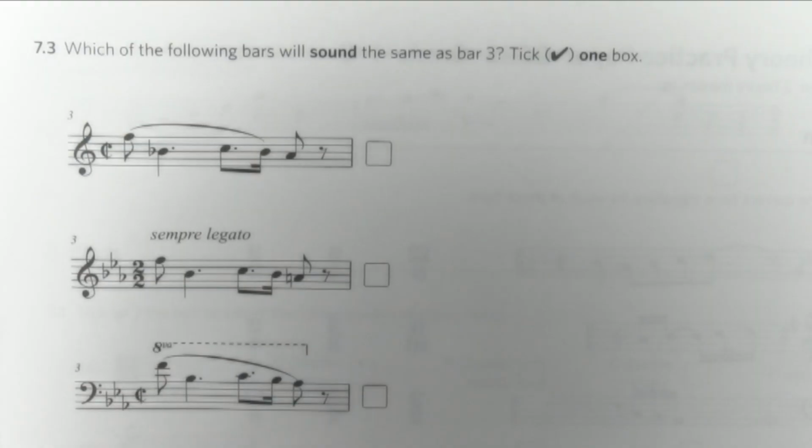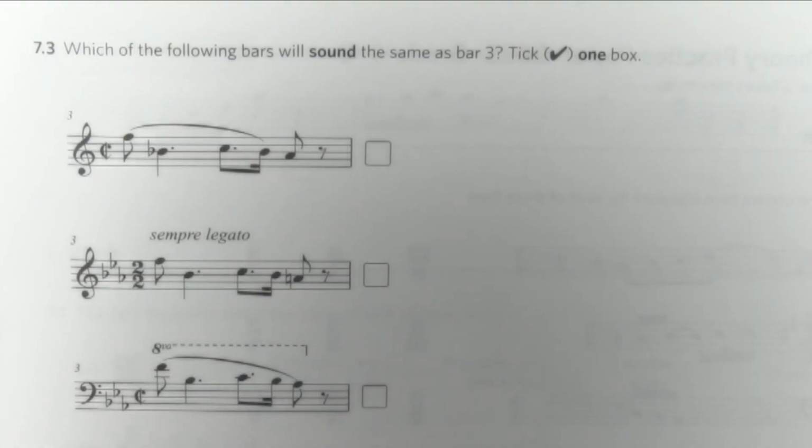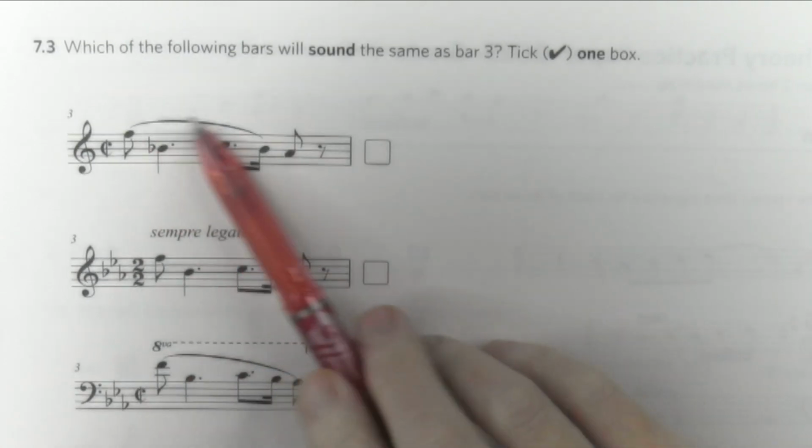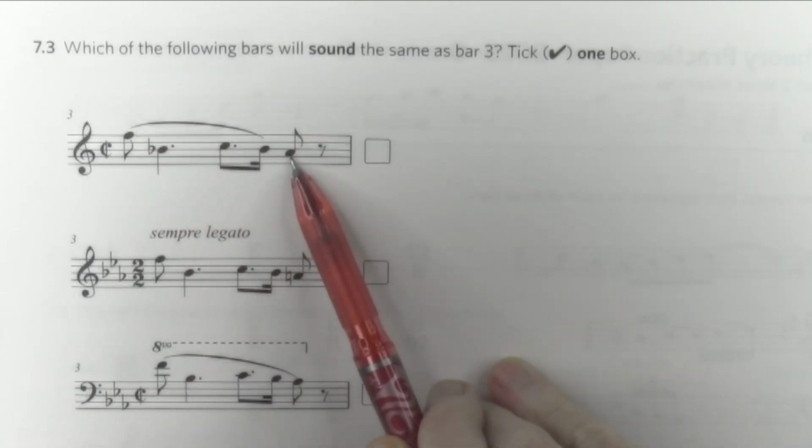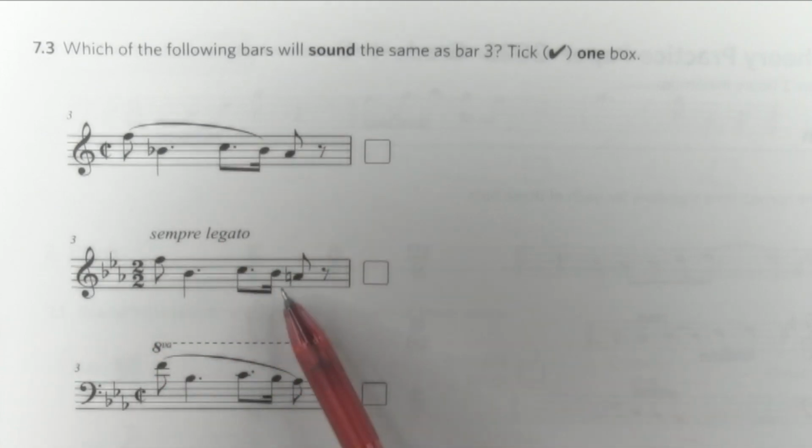Question 3. In this question, we need to find the bar that will sound like bar 3, but it's written in another clef, but the bar has been rewritten. Oh my God, what's going on here? The first bar could be correct because we do have B flat only in this piece, in this bar. The second bar is correct, and this is incorrect because the slur goes up to here. So this bar is more correct.